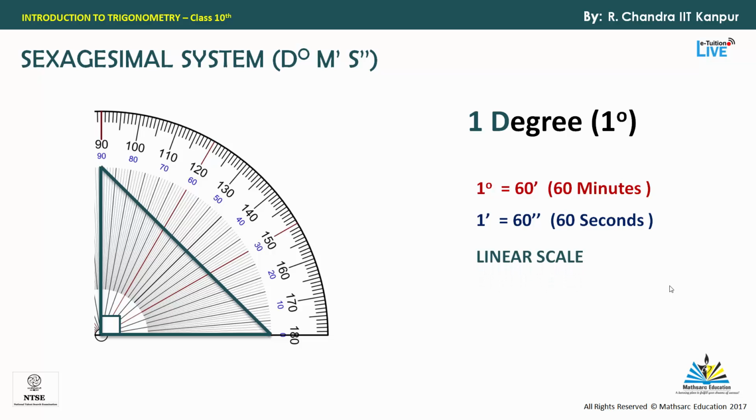These were used as a linear scale. What is a linear scale? If we have 60 minutes in 1 degree, then there would be 120 minutes in 2 degrees. And what would be the number of minutes in 3 degrees? That is 3 into 60, that is 180 minutes. So these are angles that are linearly dependent, so we call this a linear scale.